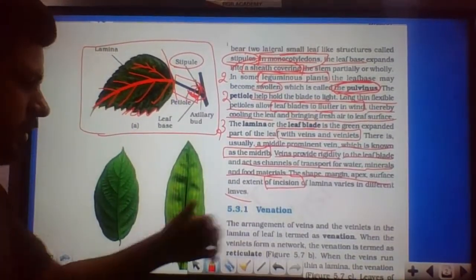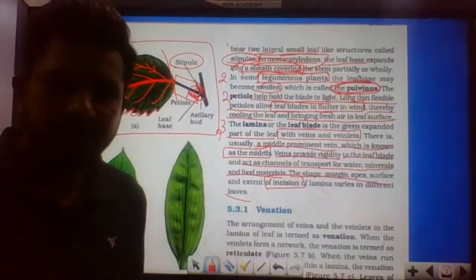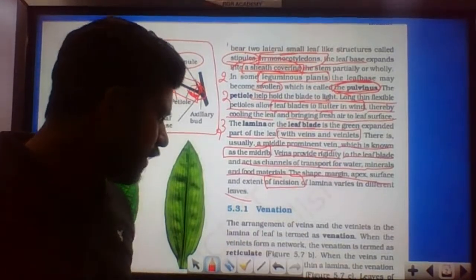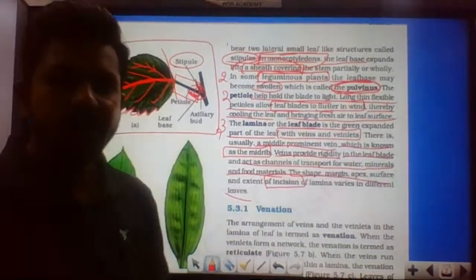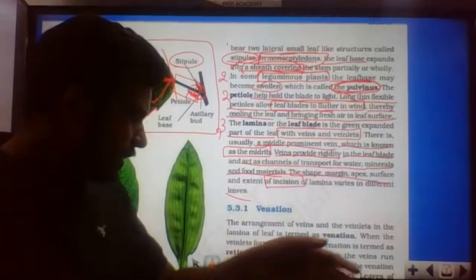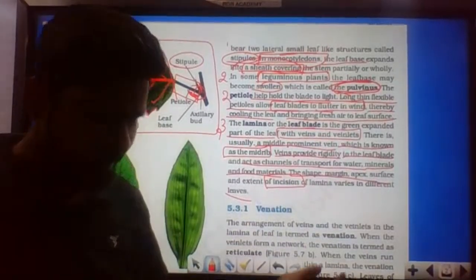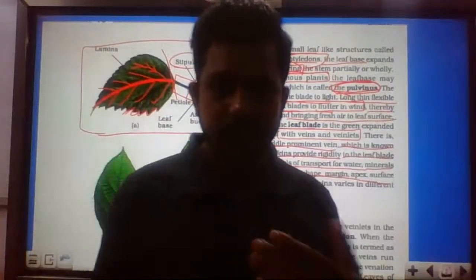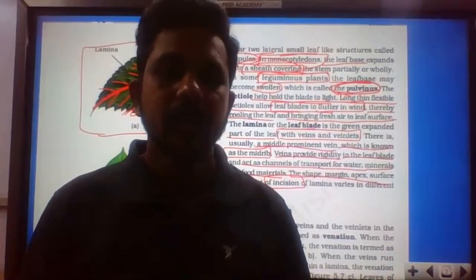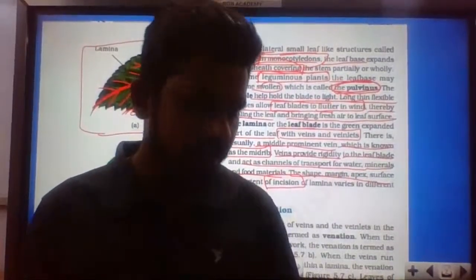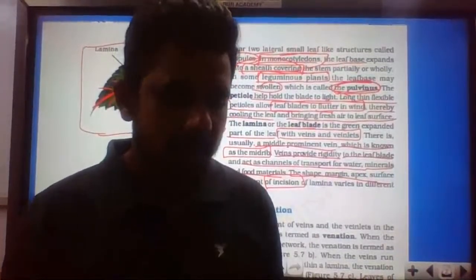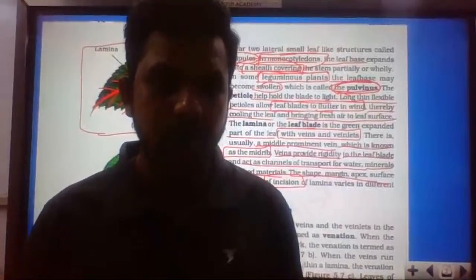Let me discuss venation. Venation is nothing but the arrangement of the veins and veinlets in the lamina of the leaf. That is termed venation. Here the most important part is venation, because there are two types: reticulate and parallel venation. Here we can get the basic characteristic feature of dicotyledons and monocotyledons. In dicotyledon plants, reticulate venation is seen. At the same time, in monocotyledon plants, parallel venation is seen. That is the general characteristic feature of monocotyledons and dicotyledons.